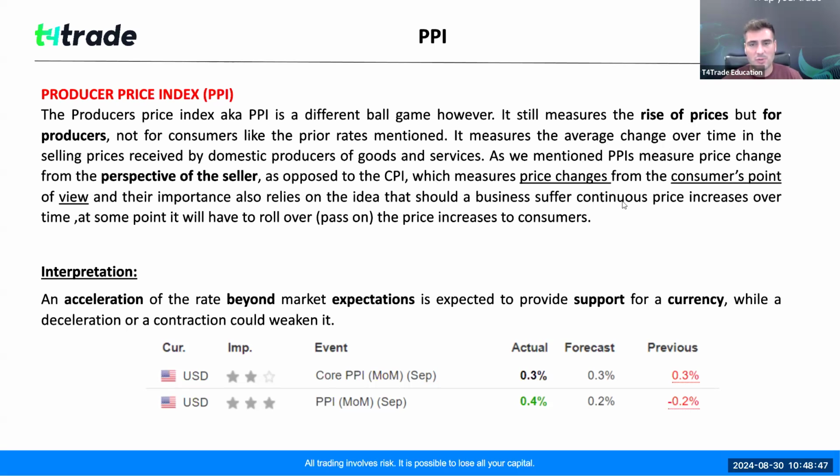As we mentioned, PPI measures the change from the perspective of the seller, as opposed to CPI, which measures price changes from the consumer point of view. Their importance also relies on the idea that should businesses suffer continued price increases over time, with PPI moving higher and higher, at some point these businesses are going to pass on these price increases to consumers. So finally, acceleration of the rate beyond market expectations provides support for the currency, while a deceleration or contraction does indeed weaken it, and you can clearly see here.